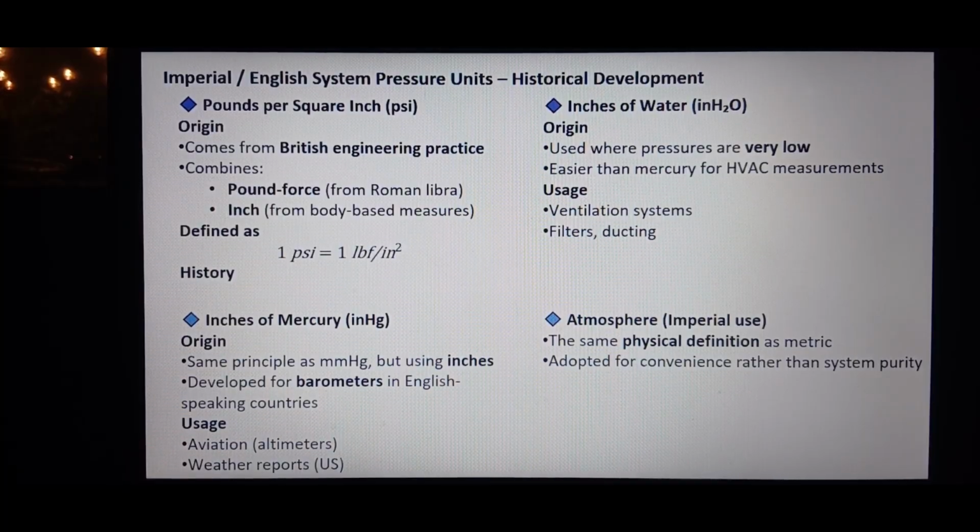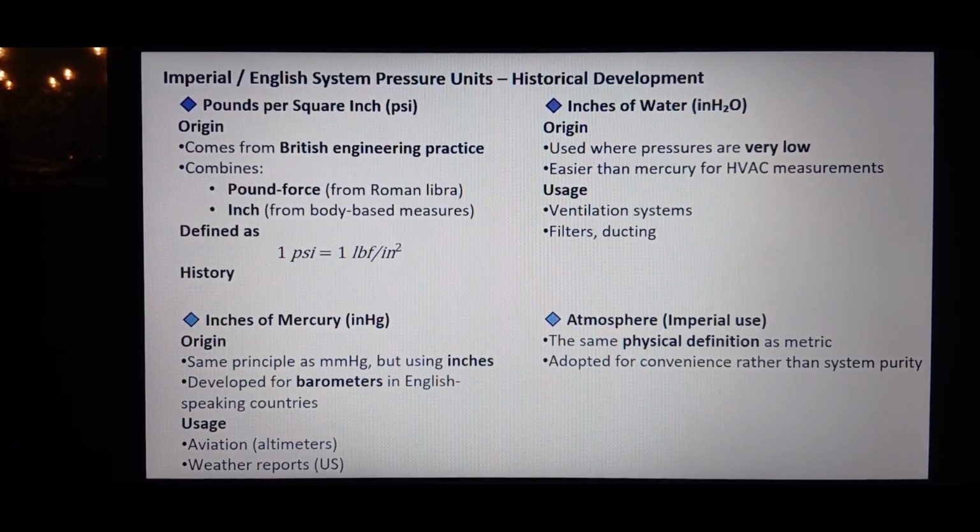The Imperial English System pressure units, the historical development. Pounds per square inch. The origin comes from the British engineering practice that combines pounds force from Roman libra and inches from body-based measurements, defined as 1 psi, which equals to 1 pound-force per square inch.